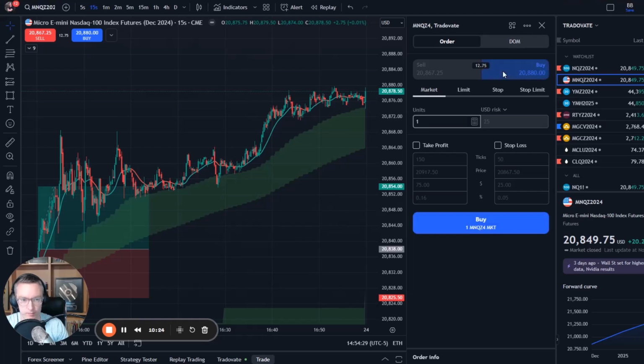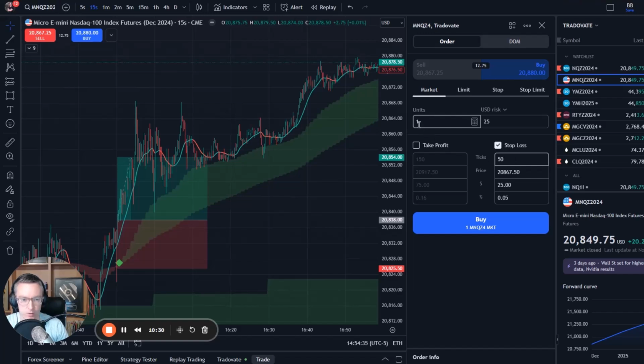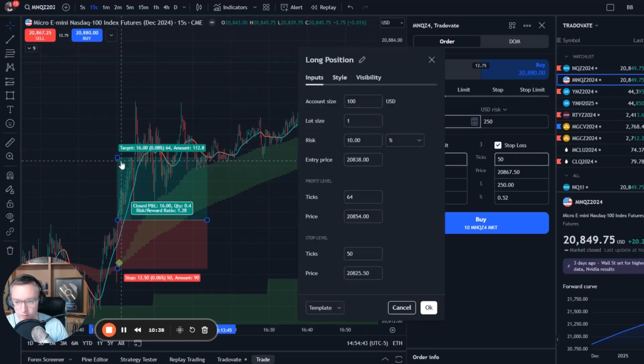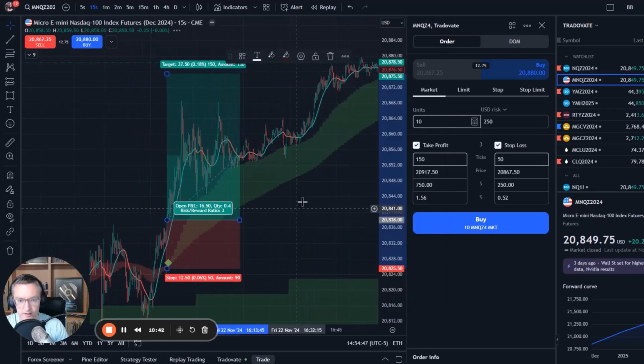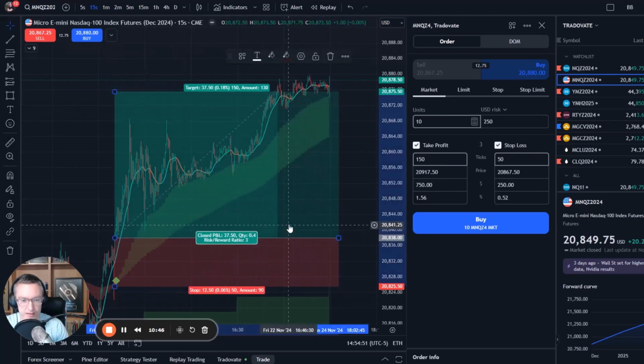I would have gotten into a buy. I would have said, okay, my stop loss is still a 50 tick stop loss right here. In this case, one contract is only $25. So maybe I'll do 10 contracts, right? Still have the same take profit, still the same risk reward ratio here, right? And now I would have been ready to place that trade.